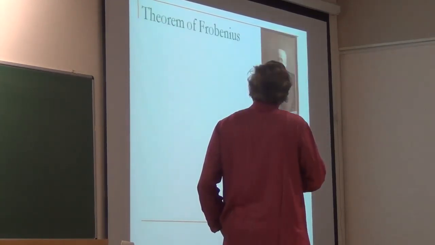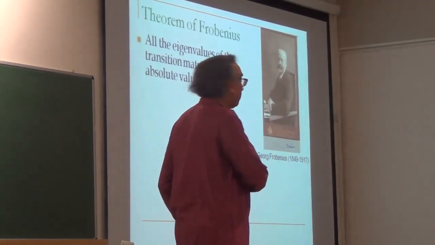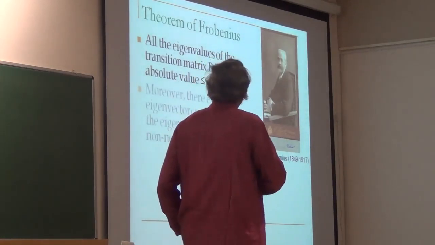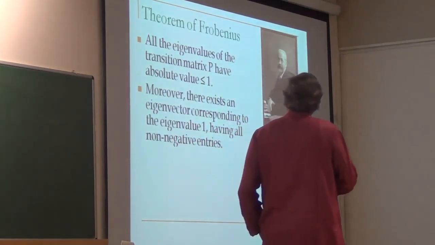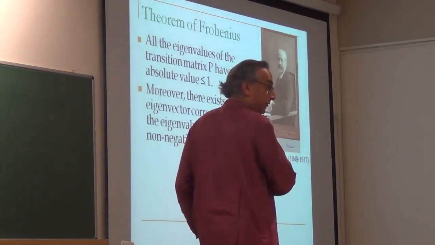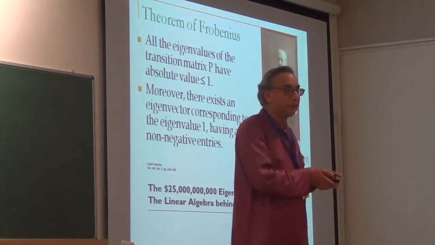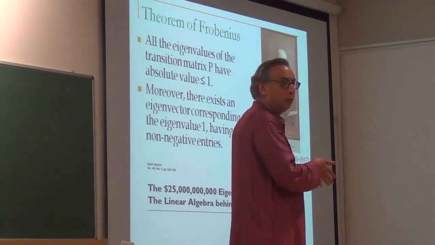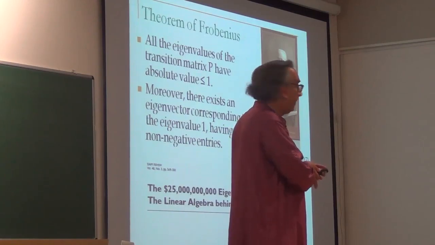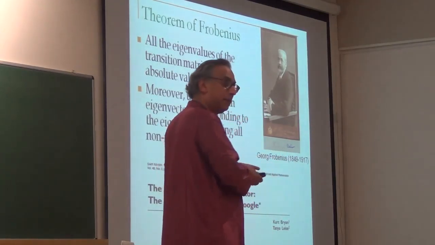The theorem of Frobenius concerning such matrices is the following. All the eigenvalues of the transition matrix P have absolute value less than or equal to 1. And then there exists an eigenvector corresponding to the eigenvalue 1 having all non-negative entries. That's probability. This was the theorem that the Stanford professor was lecturing on. The Google founders were sitting there and realized that this can be used. And this particular idea has been called the $25 billion eigenvector.